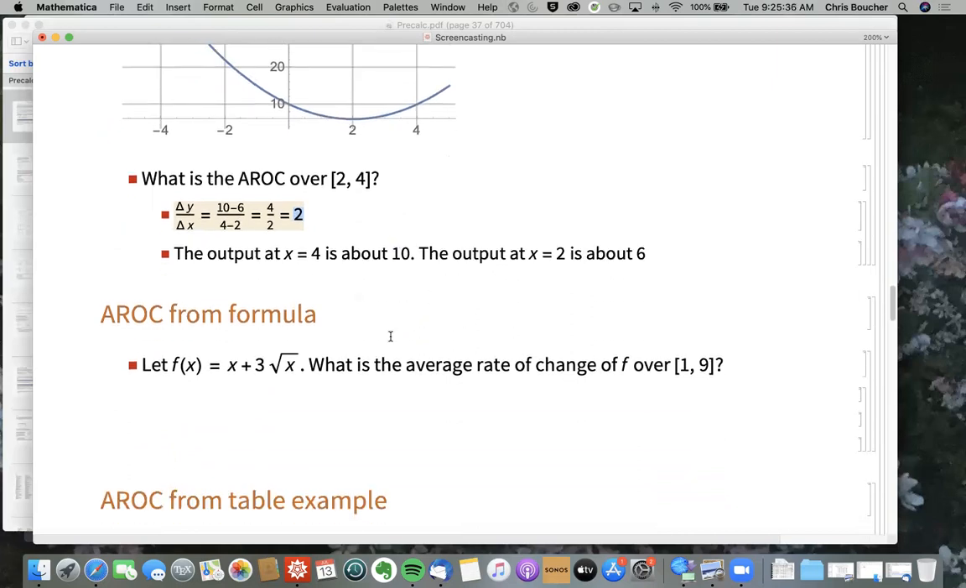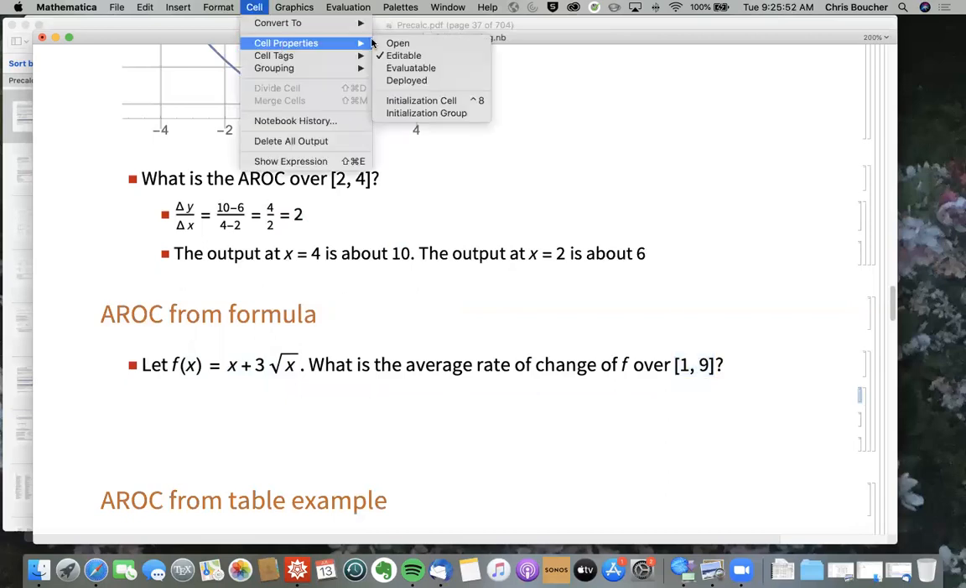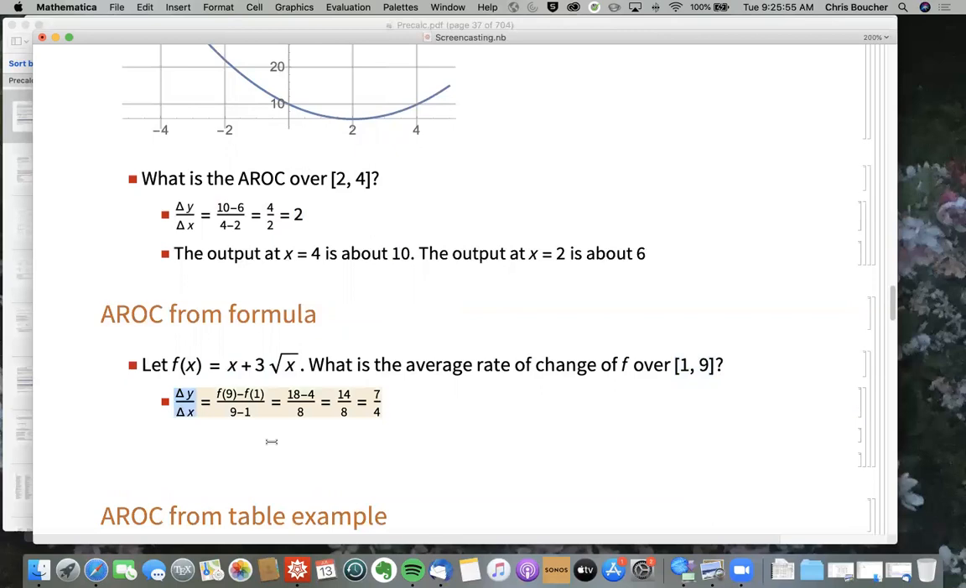So what if we have a function formula? What if I have something like, here's a function, f of x equals x plus 3 times the square root of x, and I want to find the average rate of change of this function over some interval of inputs. Again, it's always the same idea. I do change in output divided by change in input, right? Delta y divided by delta x. And the way I get change in output is I take the output at the right end of the interval minus the output at the left end of the interval. If I have a formula for the function, then the output at the right end of the interval is f of 9, and I compute that by plugging into the function. I bet that's what's done down here. Let's see.